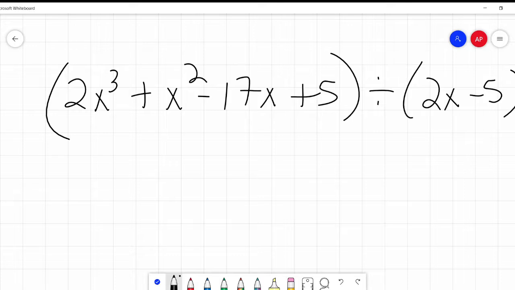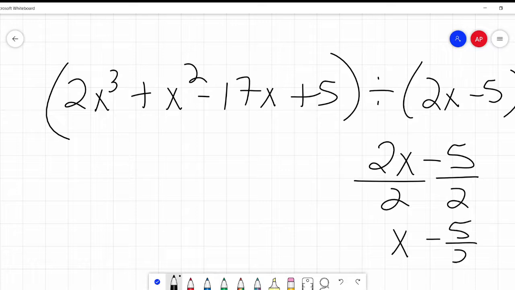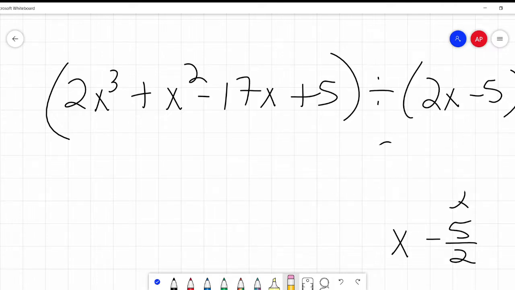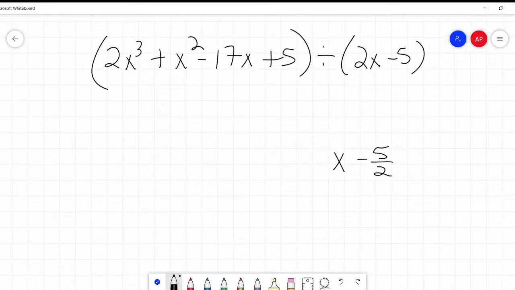When that happens, what you do is you say, okay, 2x minus 5. I need this just to be a plain x plus or minus something. So I'm going to divide everything here by 2 so that 2 is not there anymore. So what that gives you is x minus 5 halves. Is that annoying that now you have to work with fractions? Yes, it is, but it is what it is. So there we are.